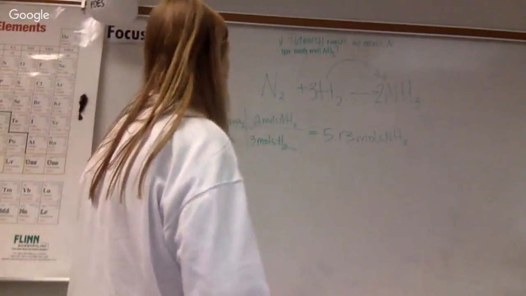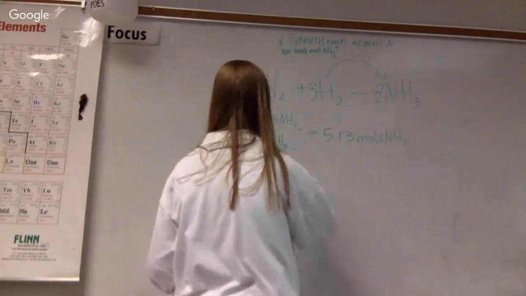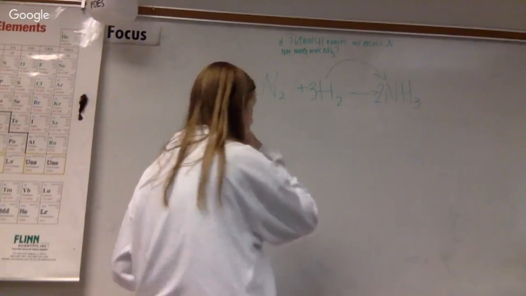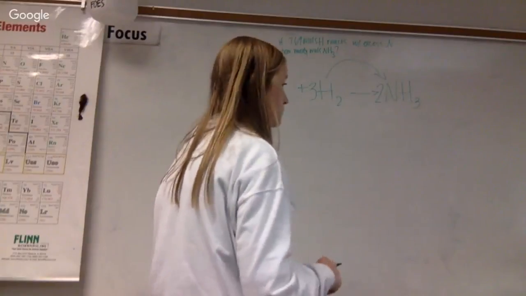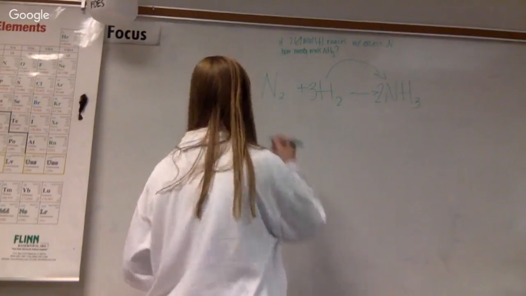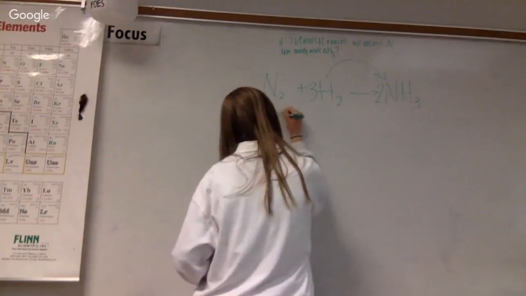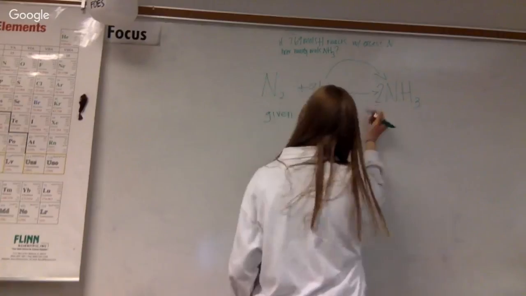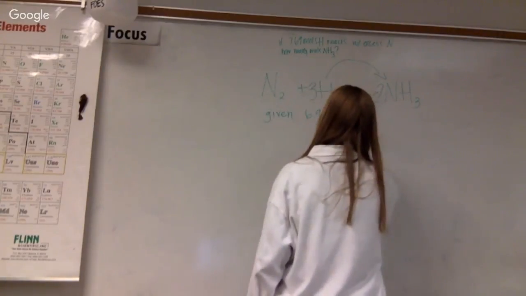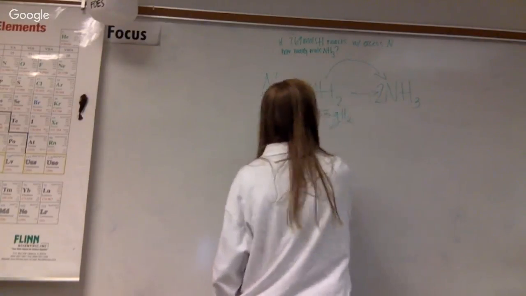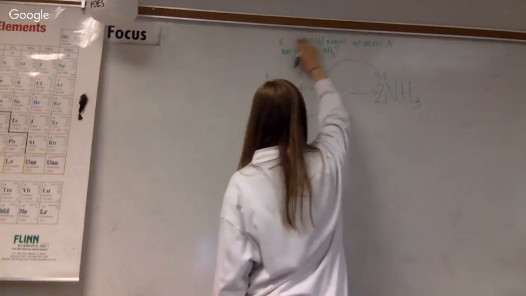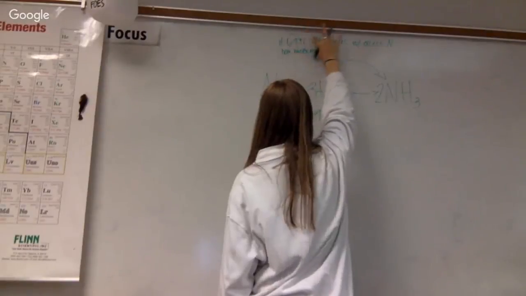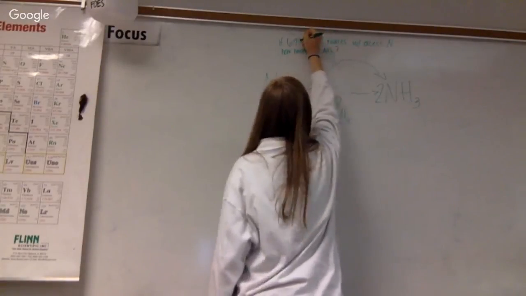Let's take it one step farther. Can you erase the bottom part? Yep. And this time, instead of saying moles of H2, let's say given 6.93 grams of H2. How many moles of NH3? Can you just change the number up above from moles to grams? That's the problem now.